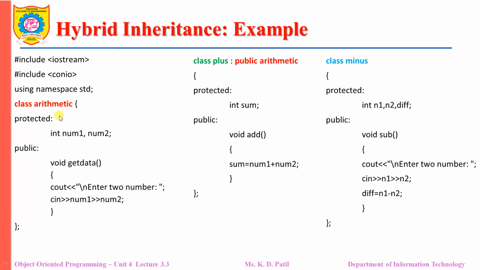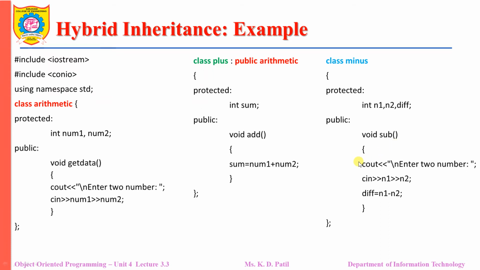This class arithmetic is my base class. Class plus is going to inherit this arithmetic class. So of course the data members num1 and num2, as well as the member function get data, can be inherited by class plus. I have one more class over here, that is minus class, and minus class is performing the subtraction operation. It has its own data member and member function.